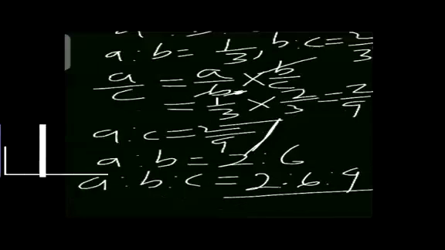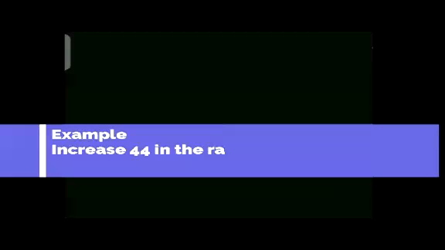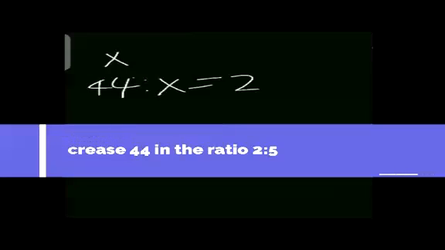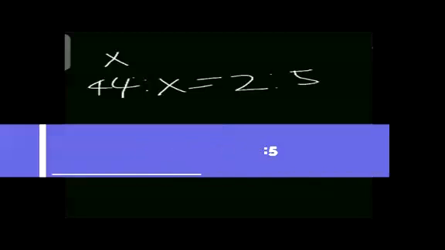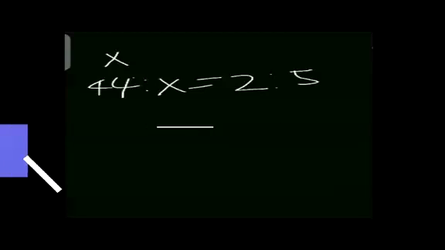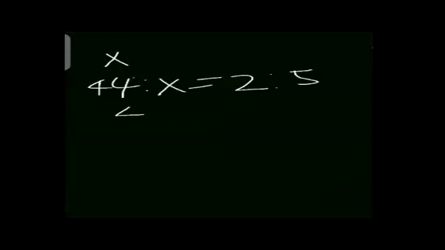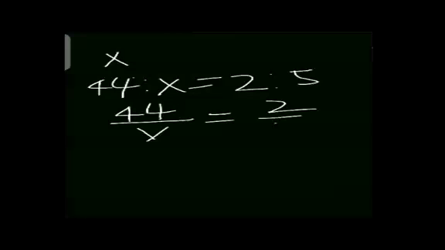Another example: increase 44 in the ratio 2 to 5. We are increasing 44 in the ratio 2 to 5. We let the number be x, so that we have 44 ratio x is 2 ratio 5. I can now write this as a fraction, since we know that a ratio is a fraction, 2 over 5.